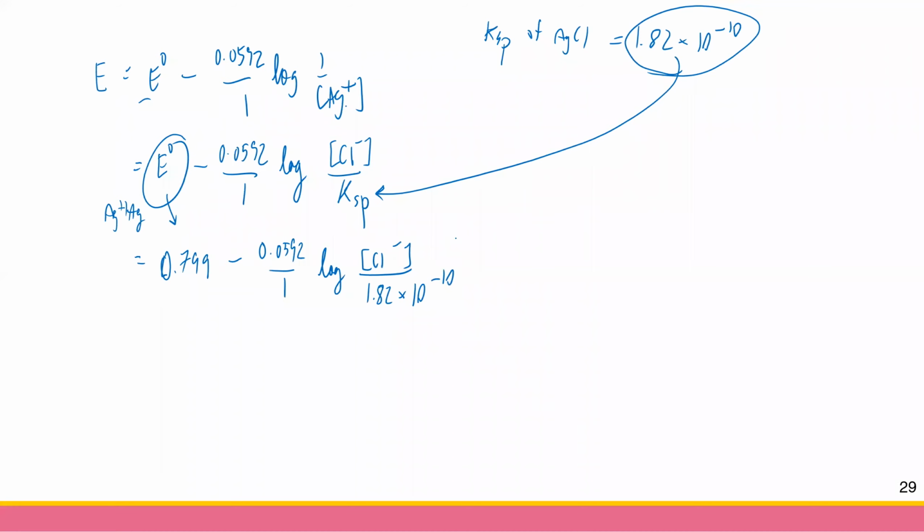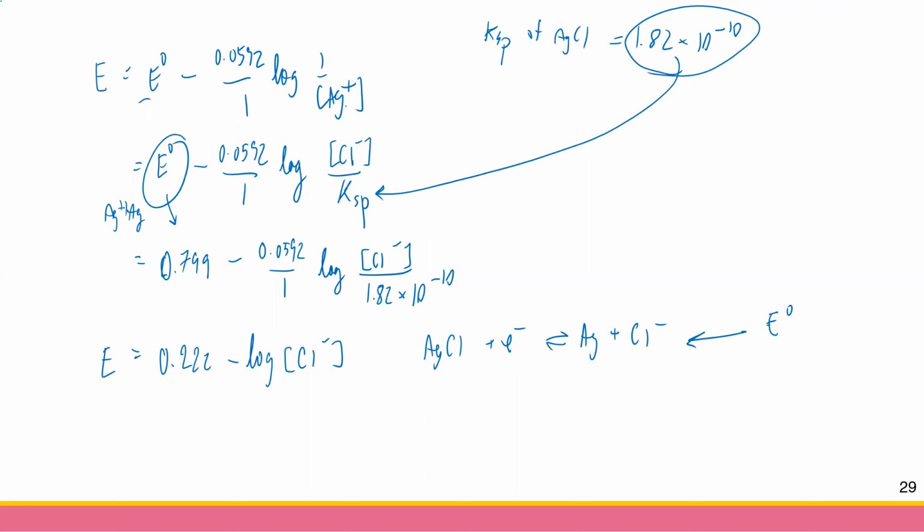You can use your calculator to rearrange this. I will let you do it at home. So it turns out you will get this number equal to 0.222 minus log chloride. This is the expression for silver chloride plus electron giving silver plus chloride. But what do we want? We want the standard electrode potential of this reaction. We want the E naught.